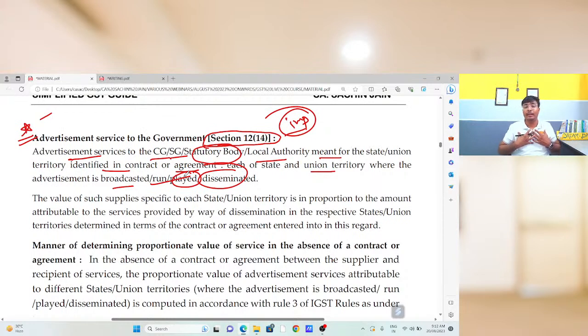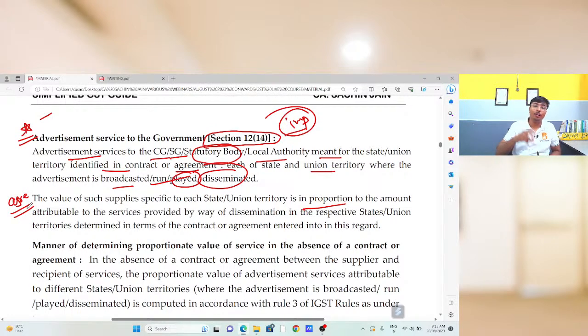Suppose I have an advertisement agency, and through that agency I am going to provide services to various state governments, central government, statutory bodies, local authorities. In that case, how are we going to decide the place of supply? Because I am providing advertisement services to different states, different local authorities, different statutory bodies. In that case, we need to decide the value of supply as per the proportion decided in the agreement. If there is an agreement, we need to take reference of that particular agreement.